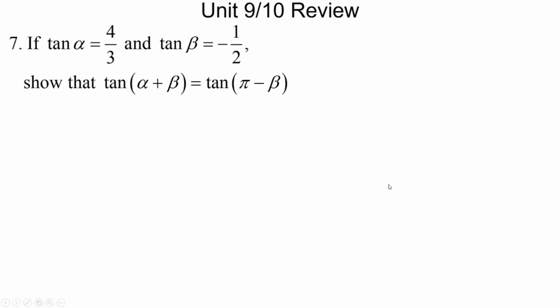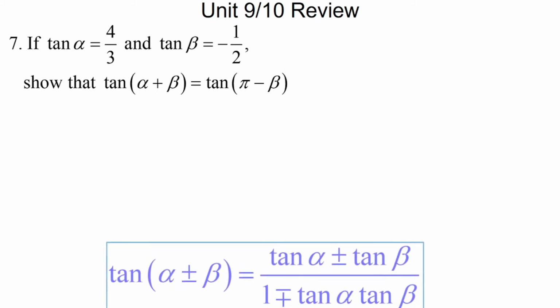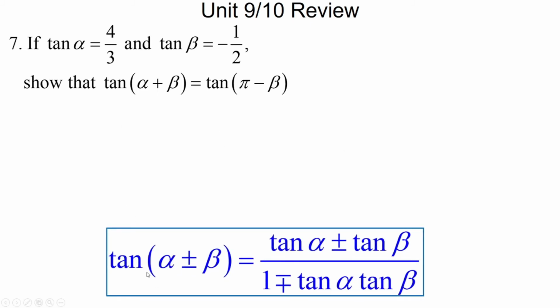Okay, number 7. If tangent of alpha is 4/3 and tangent of beta is negative 1/2, let's show that tangent of alpha plus beta equals tangent of pi minus beta. Well, this is almost like a proof right here then, but essentially all we have to do is show that these two sides are equivalent to each other. All right, so let's work both sides one step at a time. And again, there is my sum and difference formula for tangent. Tangent of alpha plus or minus beta equals tangent of alpha plus or minus tangent of beta over 1 minus plus tangent of alpha tangent of beta.